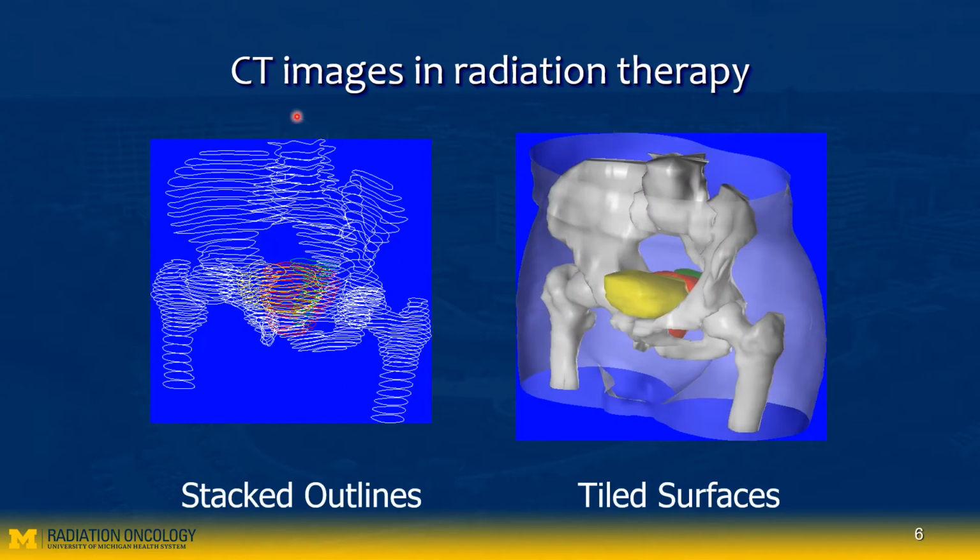An individual CT image itself is 2D, like slice by slice. But as we contour slice by slice, then we can build a three-dimensional model of anatomy, either OAR or target. So on your left, it is basically stacked outlines of contours, and on your right, it's actually a three-dimensional representation of the anatomy.